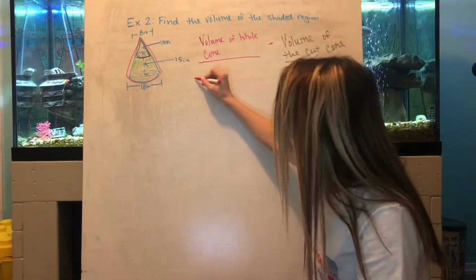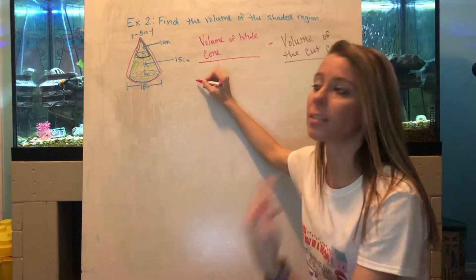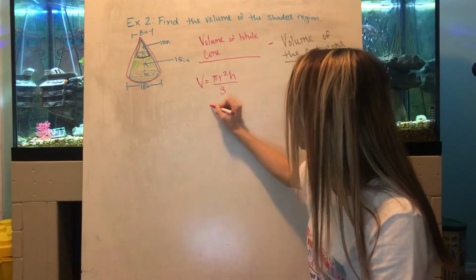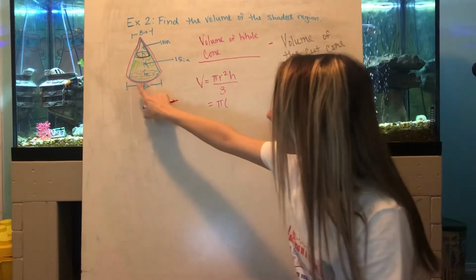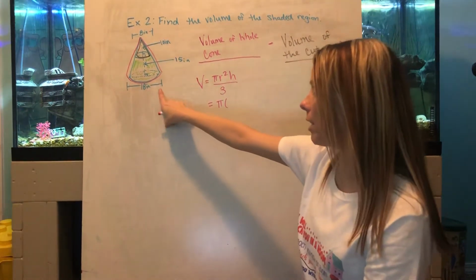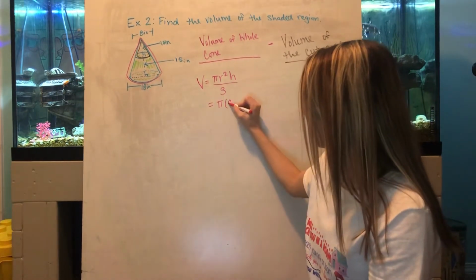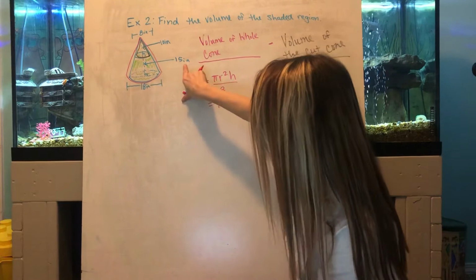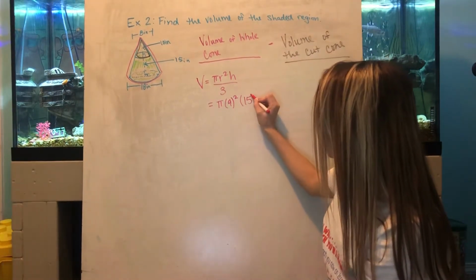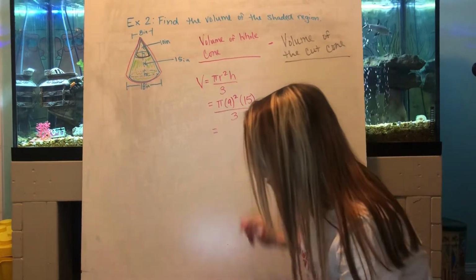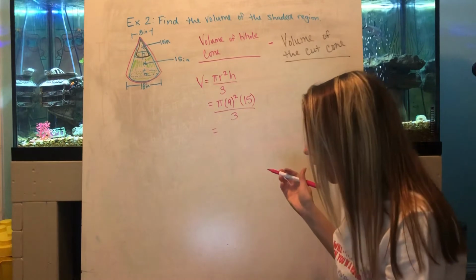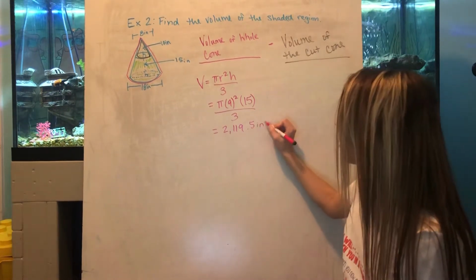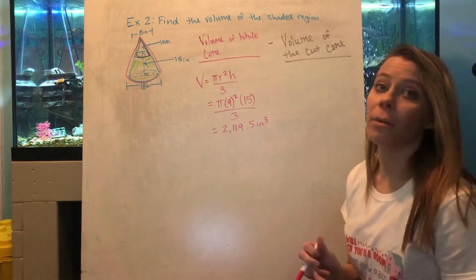So for the volume of my whole cone, first of all, your volume formula is 1/3 of a cylinder. So volume equals pi r squared h divided by 3. So we have pi times our radius. We're looking at this big pink cone. The diameter is 18, so our radius, from the center to the outside, would be 9, squared, times the height, which the height of the whole cone is 15, divided by 3. I'm going to skip ahead a little bit here. So the volume of the whole cone would have been 2,119.5 cubic inches.